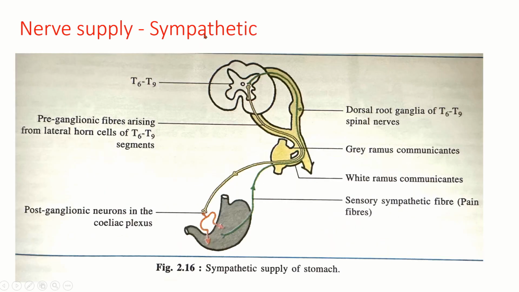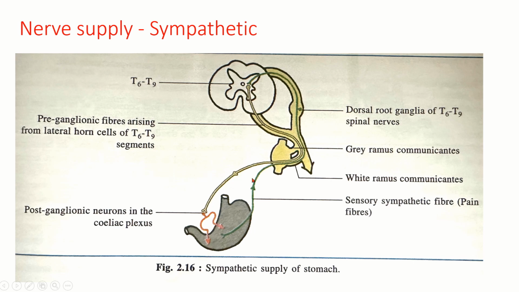So this is the sympathetic nerve supply. You can see here the preganglionic fibers arise from T6 to T9 and they pass through the greater splanchnic nerve and reach the stomach. So actually they reach the celiac plexus where they relay, and from celiac plexus postganglionic fibers will go around the blood vessels to reach the stomach.